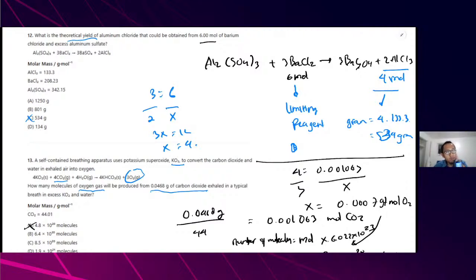So when asked for molecules, go from grams to moles, then use the mole ratio, and then use Avogadro's number to get the number of molecules in your sample.